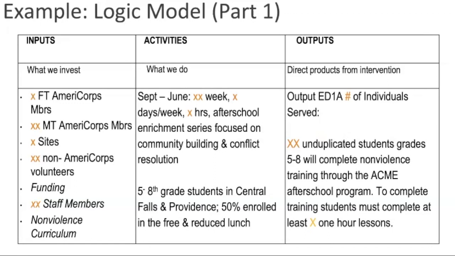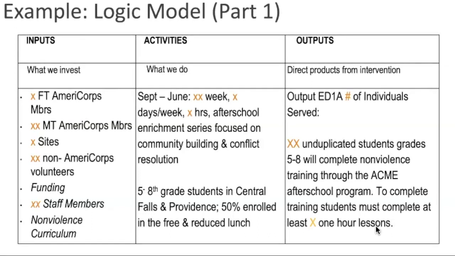And you'll see on the first part here, the inputs, activities, and outputs, they've had placeholders here for number of full-time AmeriCorps members, number of minimum-time members, so specifying that number of members, and they're specifying the number of sites. That's required. These other things are applicable to their program, so they've added those. Then when you get to the activities, you can see that they've added the dosage, how many weeks, how frequent is it? So you have that duration and dosage in there as well.